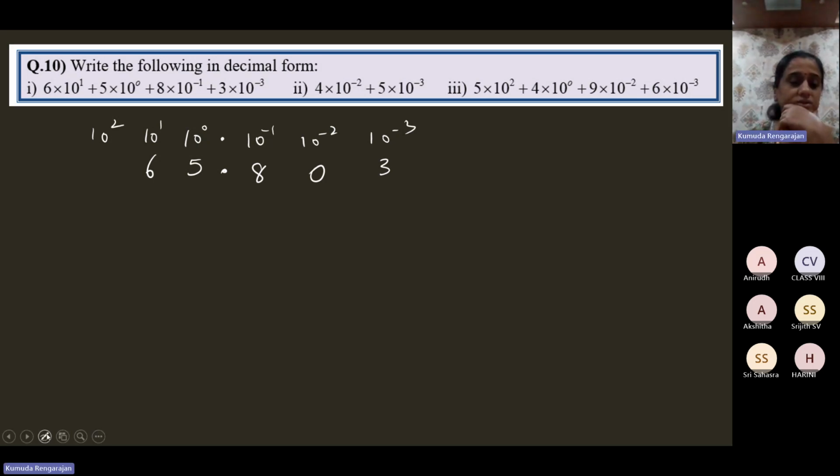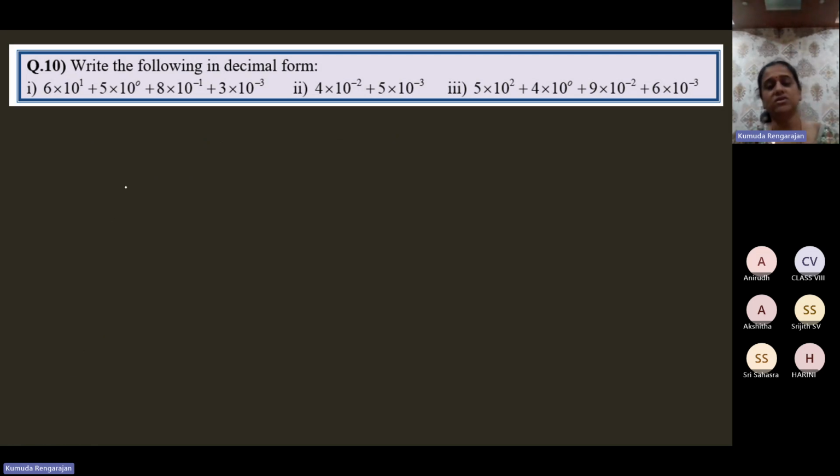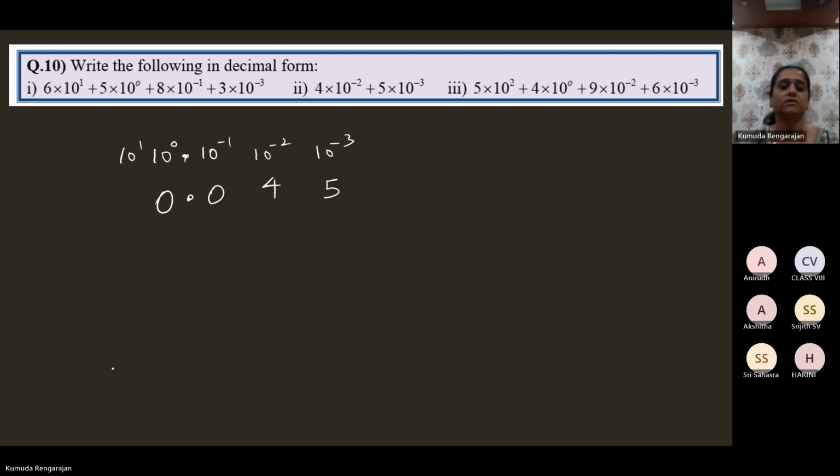Okay, I think we'll do this together. So this is the first one. The second one, children, see your decimal point, 10 to the power 0, 10 to the power 1, 10 to the power minus 1, 10 to the power minus 2, 10 to the power minus 3. Second one. All right. So now under 10 to the power minus 2, we have 4. Under 10 to the power minus 3, we have 5. Then here under this one, nothing, so 0. Then this decimal point as it is. Here also nothing. So the number is 0.045. For the second one, the number is 0.045.